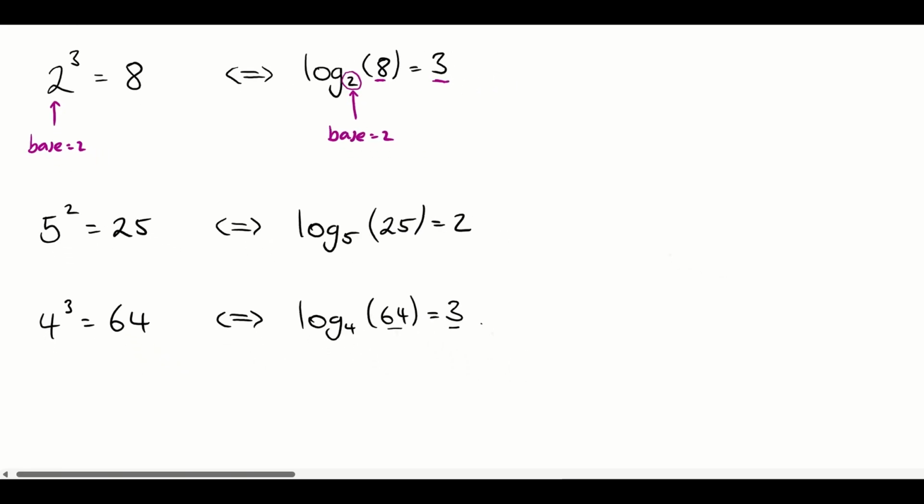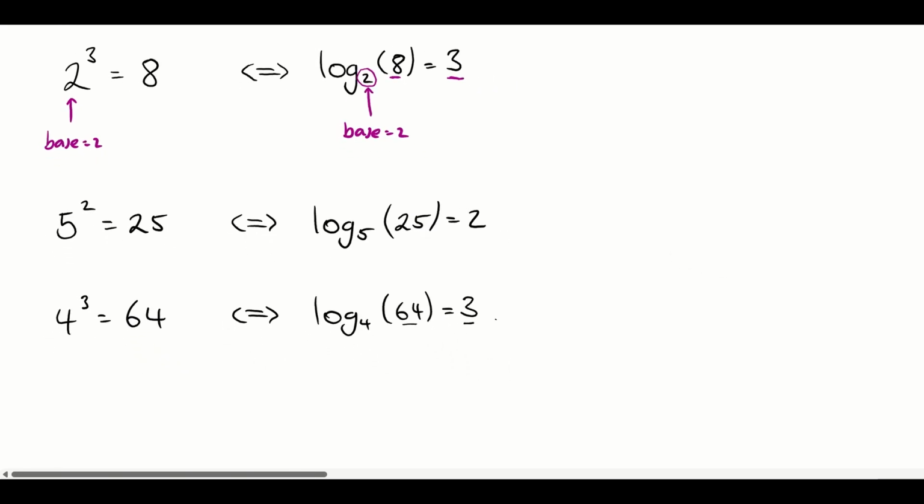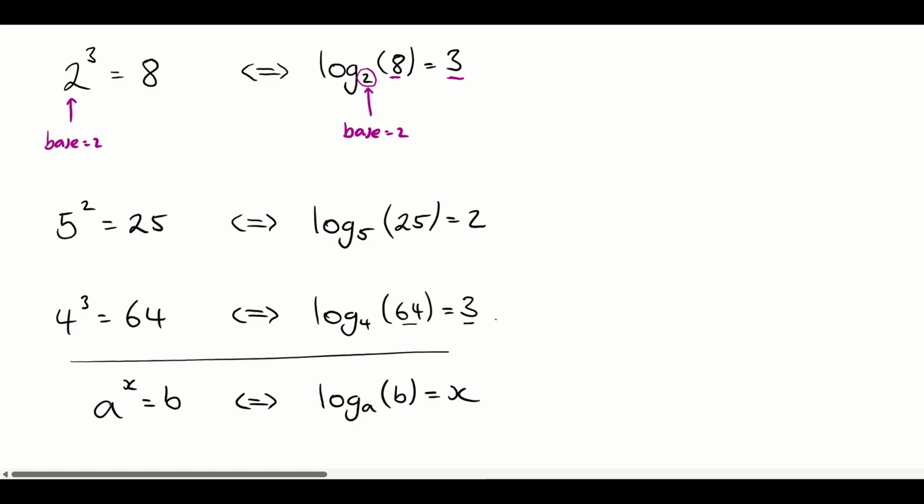So the general equation that we've got is that if we've got a to the power of x equals b, if I want to convert that into a logarithmic equation, I just say that log to the base a of b is equal to x. So this is the golden rule that you can go by, and you can check that that works for each of the 1, 2, and 3 examples that we just did previously.